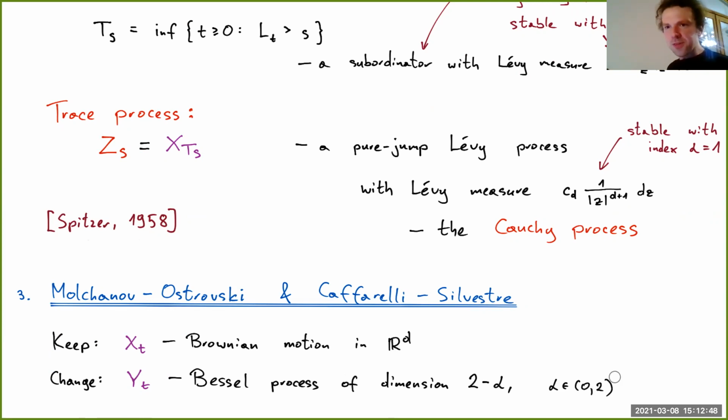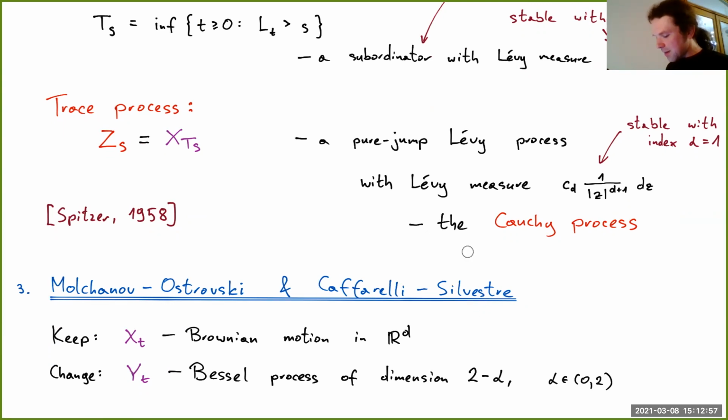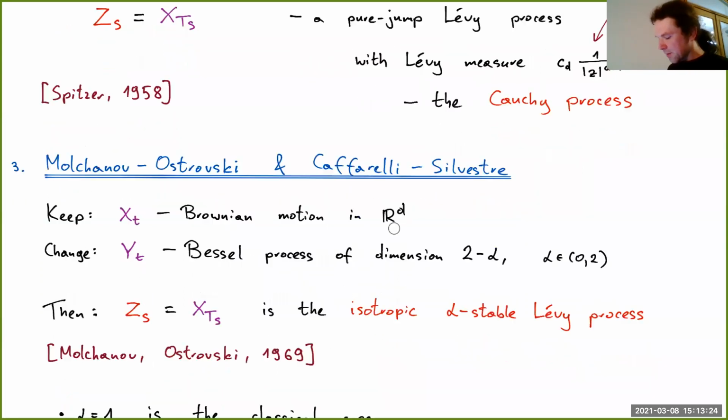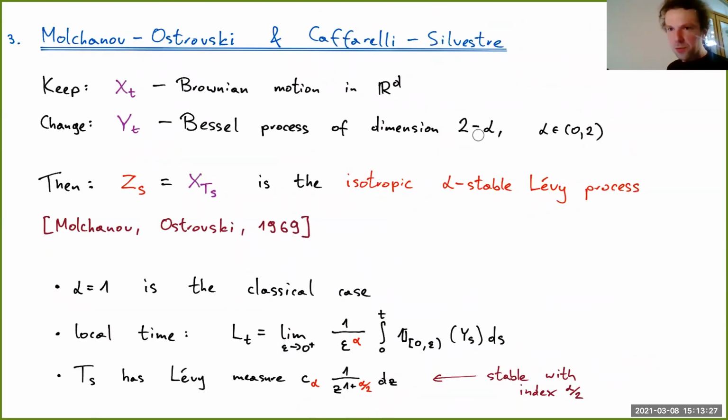And well, the Bessel process is another diffusion. A lot of facts are known about the Bessel process. And the process that you obtain by looking at the trace of the corresponding two-dimensional diffusion, which is no longer Brownian motion, it's some other diffusion, but it's still a fairly simple one. So that boundary trace turns out to be what is called the isotropic alpha-stable Lévy process, or the stable Lévy process with index of stability equal to alpha. So that observation is due to Molchanov and Ostrovsky, as I said. And if you put alpha equal to 1, you recover the classical case that I just discussed above.